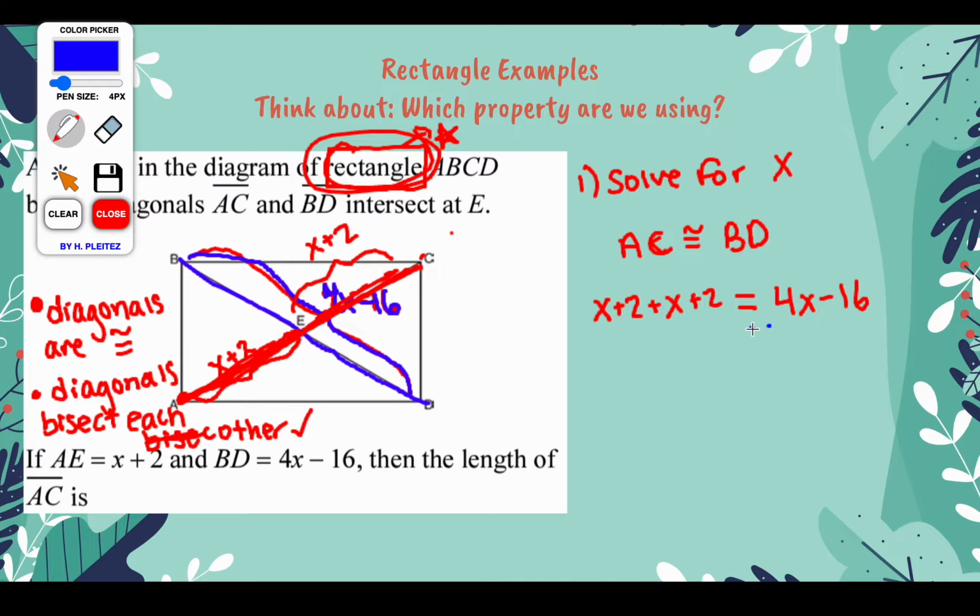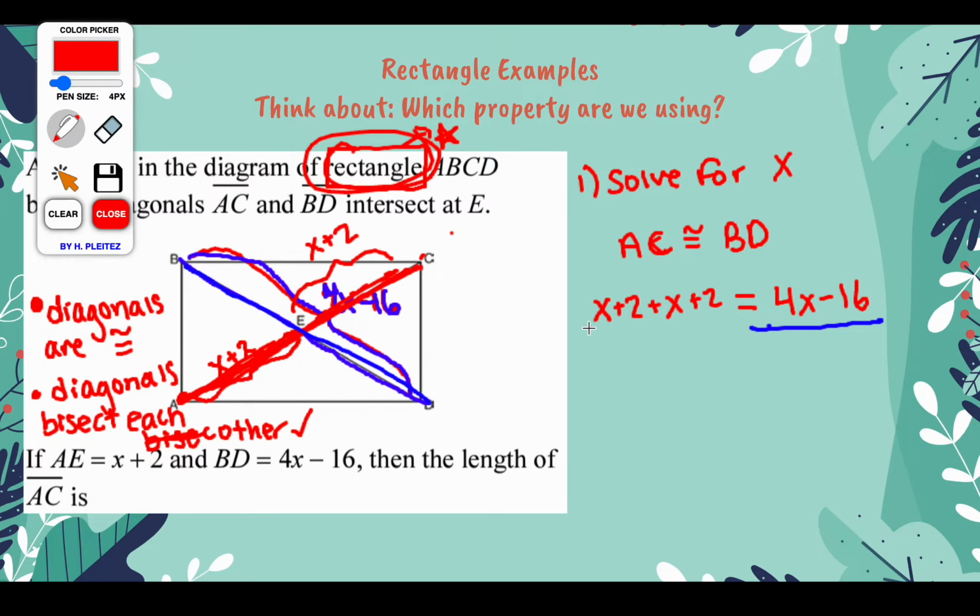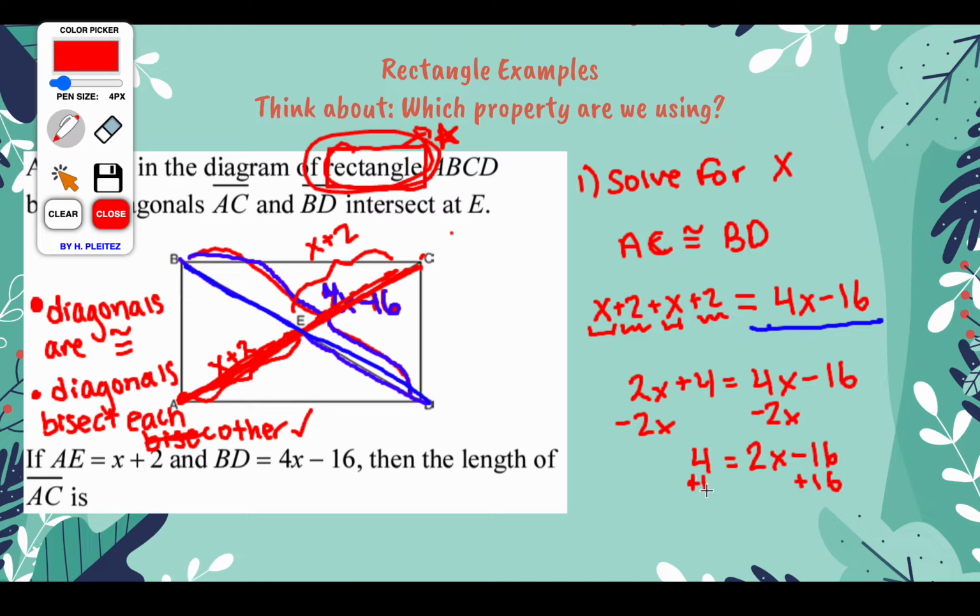Maybe I'll underline this in blue because it comes from this entire diagonal. Now we can do some algebra. So here we want to combine our like terms. So we have x and x, which is going to give us 2x. And then we have 2 and 2, so 2x plus 4 equals 4x minus 16. What we can do is subtract 2x to get 4 equals 2x minus 16. I'll add 16 and add 16 to get 20 equals 2x. And then if we divide by 2 on both sides, we will get that x equals 10.